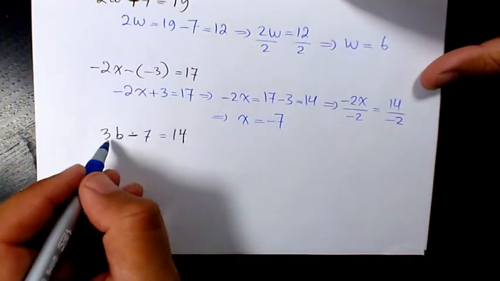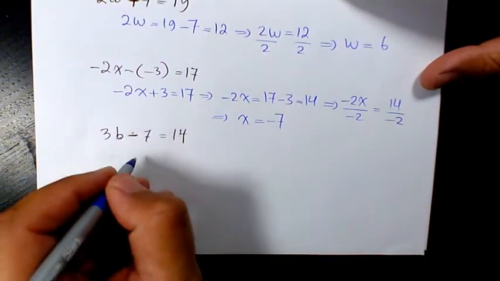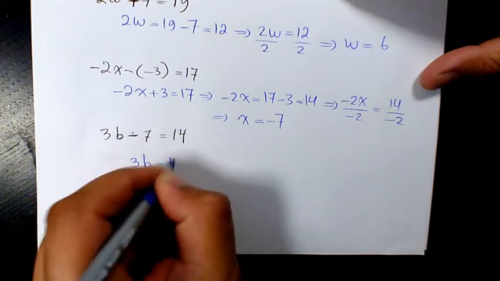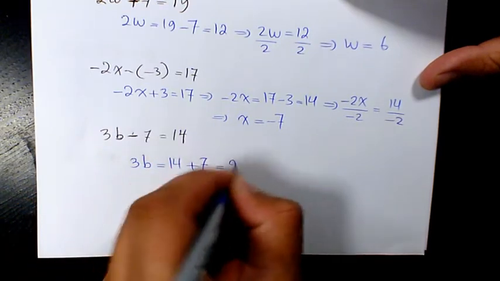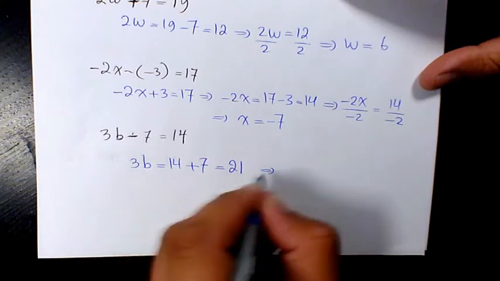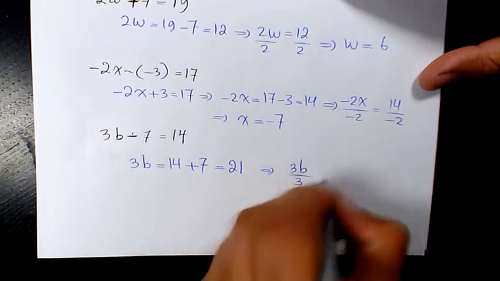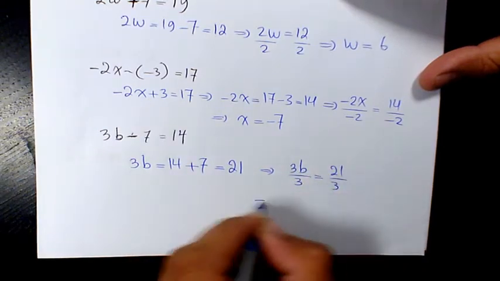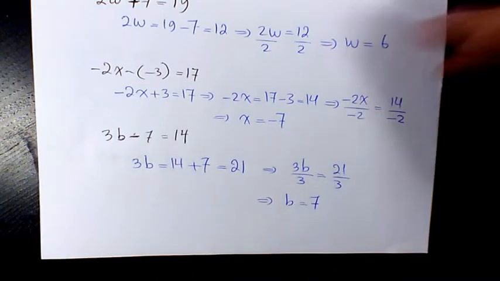Next one. 3b minus 7 equals 14. So we have 3b equals 14 plus 7. So we have 21. 3b equals 21. 3b divided by 3 is going to be 21 divided by 3. So we have b equals 7.